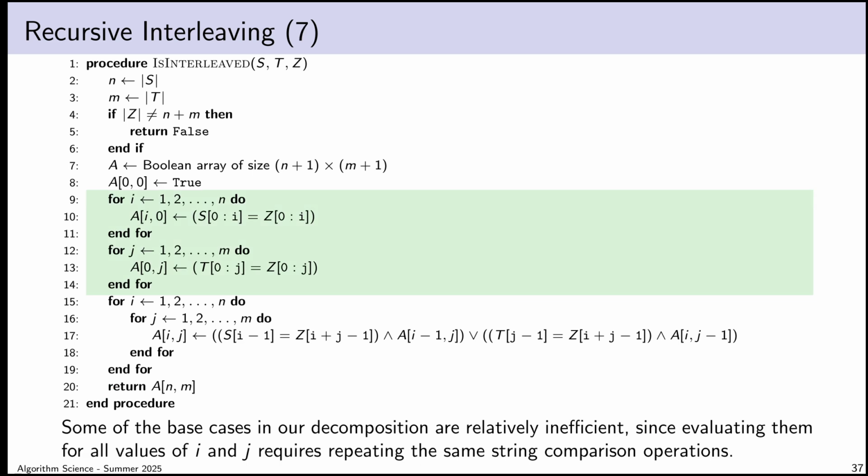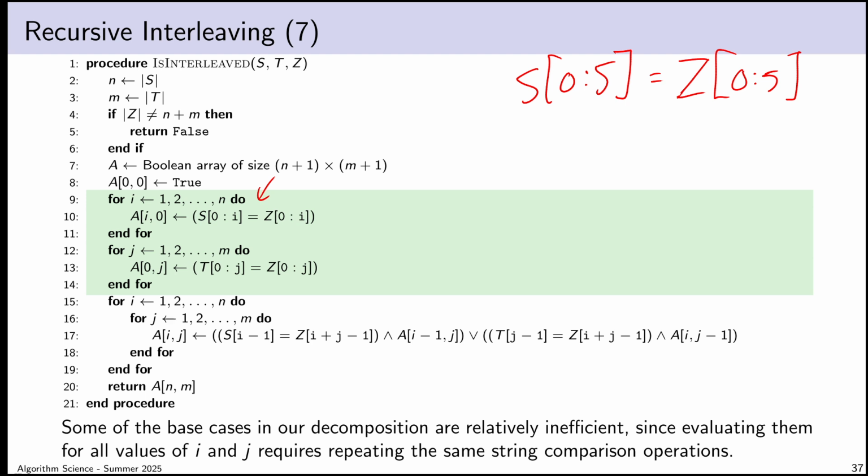So the issue here is that I have a loop that's going up through all values of i from 1 up to n, and then setting up the value of this base case. Remember that a of i, 0 corresponds to the case where the first i characters of s match perfectly with the first i characters of z. The issue is this equal sign here is doing a full string comparison. Let's look at i equals 5. I'm asking the question, does s of 0 through 5 equal z of 0 through 5? Of course, we can answer that by iterating over the strings up to index 5 and deciding whether they're all equal. And it's fine to do that comparison.